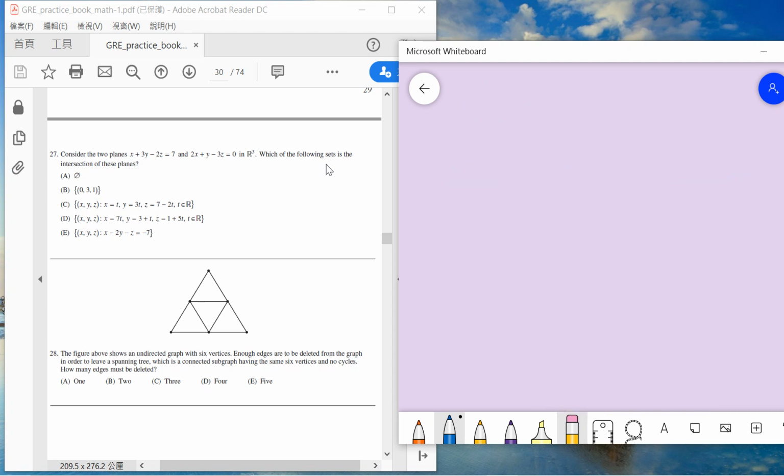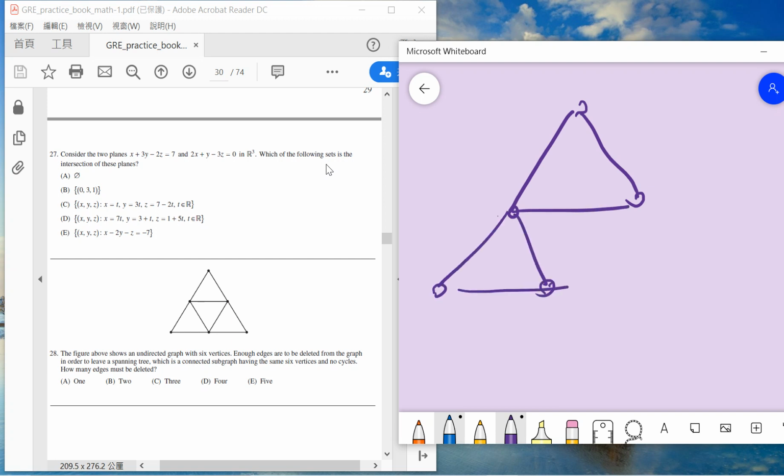Okay, 28 gives you a spanning tree, and then it asks you how many vertices you must remove. So basically, this is asking you how to determine the spanning tree. This is called the Kruskal algorithm.